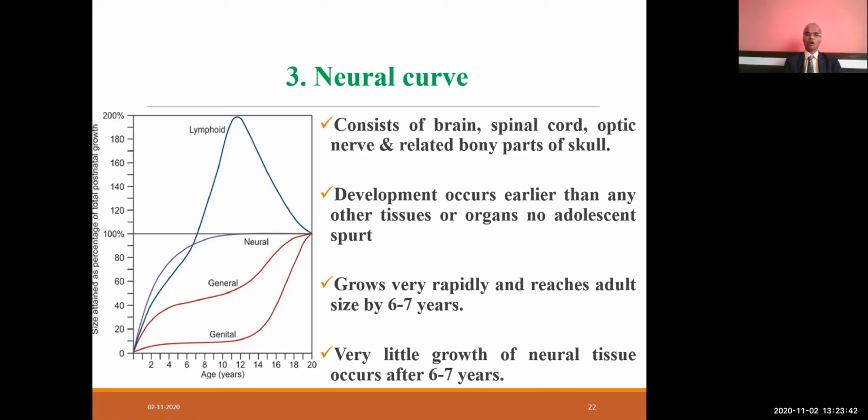So development occurs earlier than any other tissue or organs, and there is no adolescent growth spurt in this neural tissue. The whole neural tissue growth is about at 6 to 7 years of age. It grows very rapidly and reaches adult size by 6 to 7 years. In this diagram, you can see that at around 6 to 7 years, it is nearly 100%.